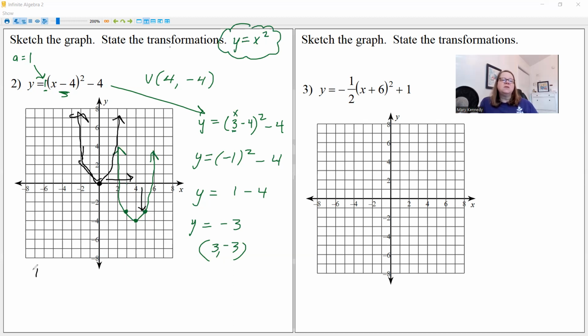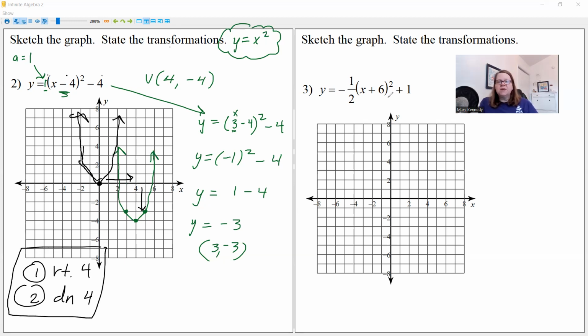So transformations: one is a translation right 4 units. We've also had a translation down 4 units. And then there's nothing else because from x squared to this, there's no other change. A equals 1. There's no negative in front. There's no larger number. We just have the right 4 and down 4. So these are the 2 transformations.